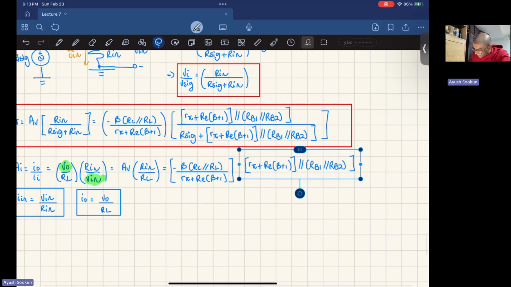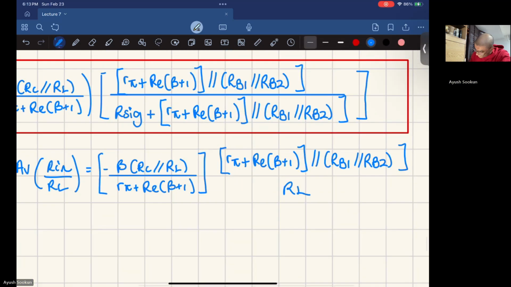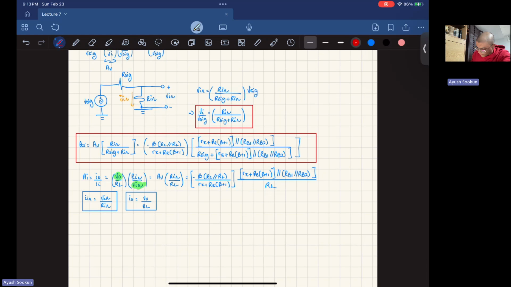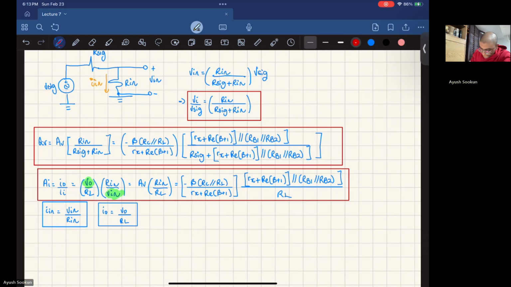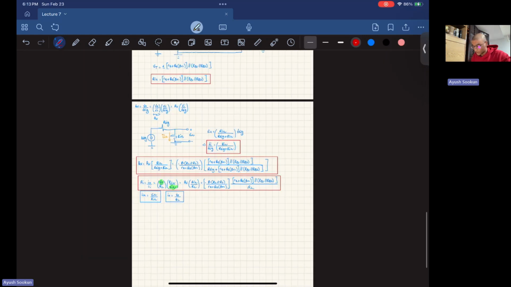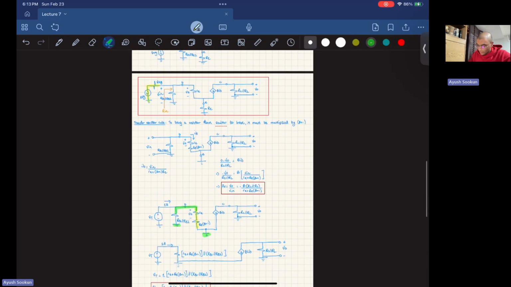Times Rn divided by RL. And this is our expression for the current gain. Okay, so this is the expression for current gain, and if I double check the expression, we got it correctly again. It's not that hard to obtain these expressions. They look big and scary, but they're not that bad. So we found the current gain.